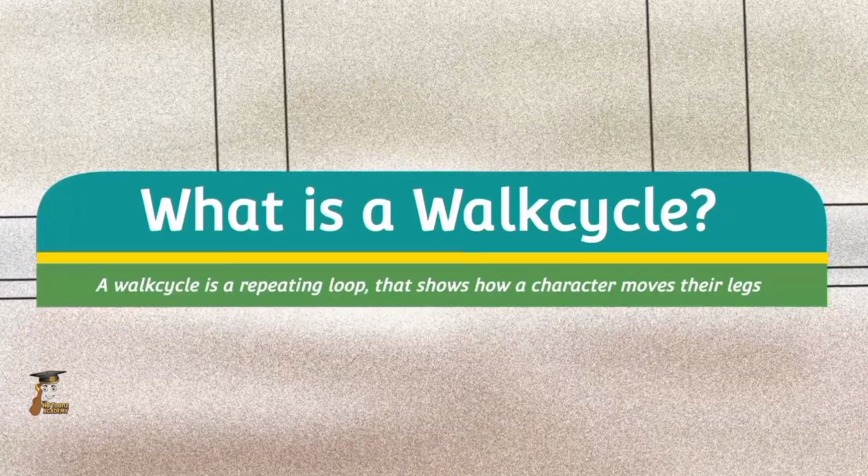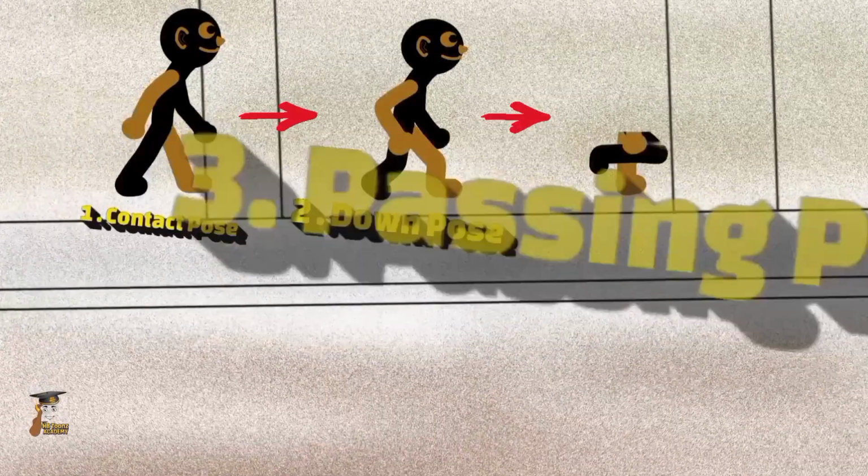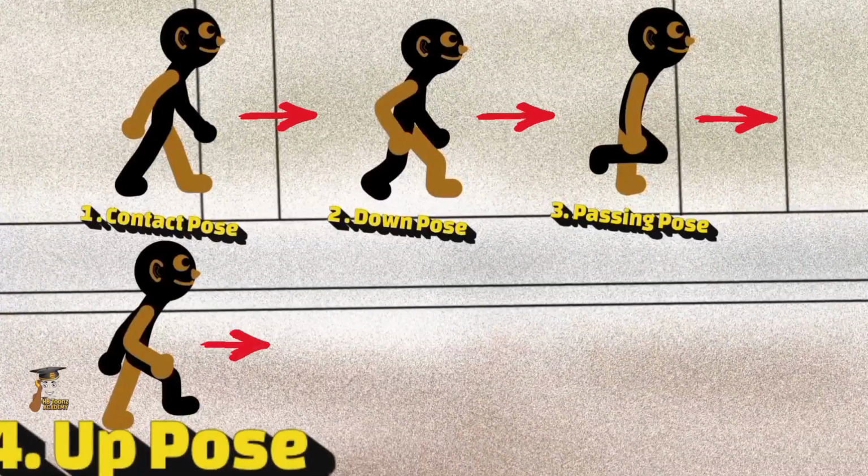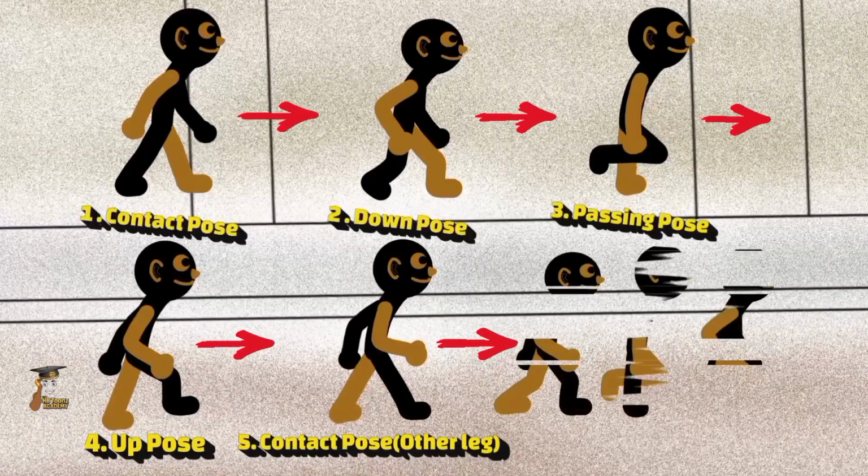A walk cycle is a repeating loop that shows how a character moves their legs. Here are the 6 frames: contact pose, down pose, passing pose, up pose, contact pose for the opposite leg, and the 6th frame for looping back to the first frame.